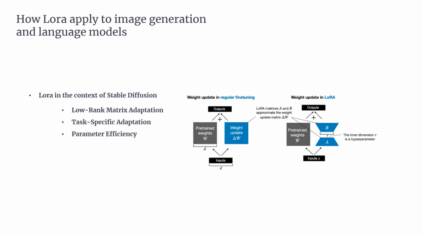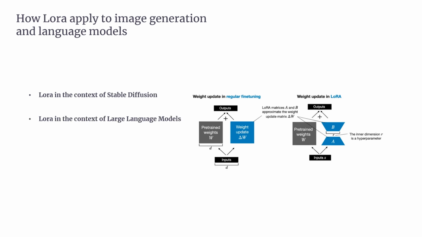3. Parameter efficiency. LoRA significantly reduces the number of trainable parameters, making it possible to fine-tune large models like Stable Diffusion in a more memory-efficient and time-efficient way. This is particularly beneficial for applications that need to adapt the model to new domains or styles without consuming vast amounts of computational resources.